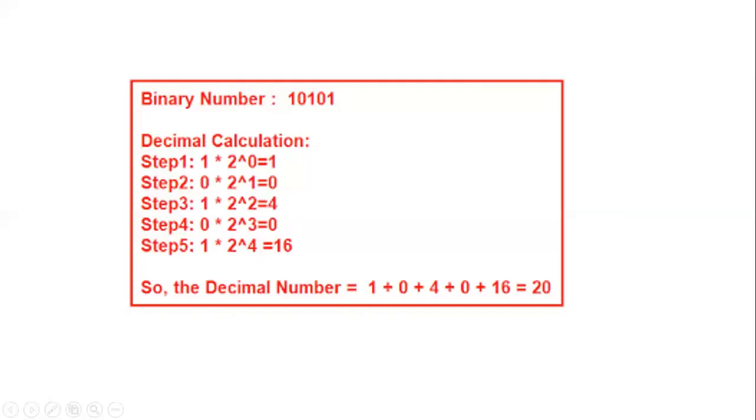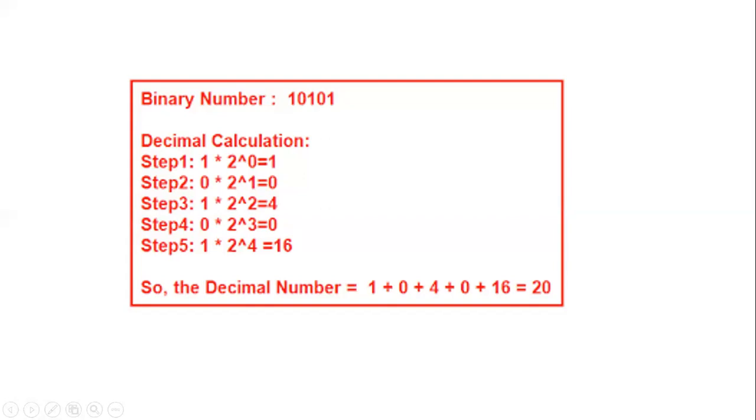Yes, there is an error here. There's a calculation mistake. 16 plus 4 plus 1 will give me 21. This number is 21, it's not 20. Okay, so now you all have been able to successfully do binary to decimal. So now we will learn decimal to binary.